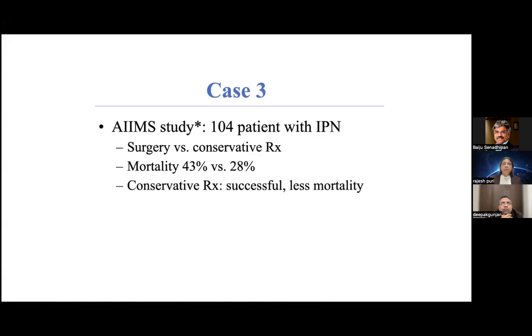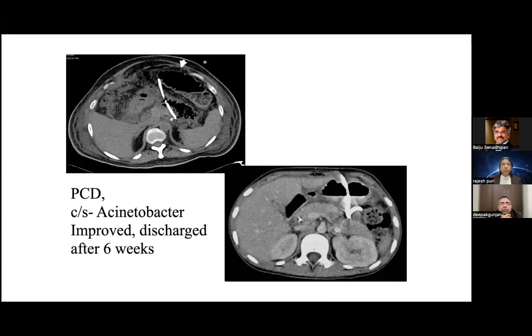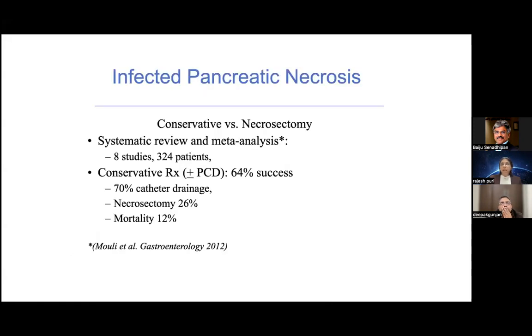What they have shown is that the mortality was higher in the surgical group. So conservative treatment is better, with less morbidity and less mortality, and the success rate is very high. This patient underwent PCD, culture showed Acinetobacter, and the patient improved and was discharged in 6 weeks. So for infected pancreatic necrosis, the question comes, will you treat conservatively or by necrosectomy? I'm not saying after 4 weeks when the wall is formed, then yes, you take a decision about surgery versus endoscopic treatment. But before the wall is formed, it is better to do conservative treatment with antibiotics.